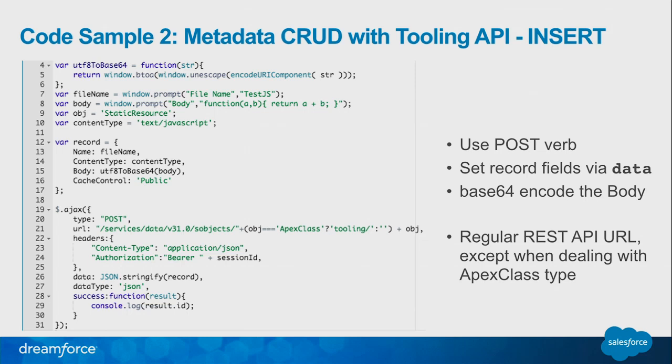Now, in order to set the body of your new resource, you need to pass that along as data in your AJAX request as JSON. So you build your record. I built my record up in lines 12 through 17, just an object, and then I stringify it before sending.